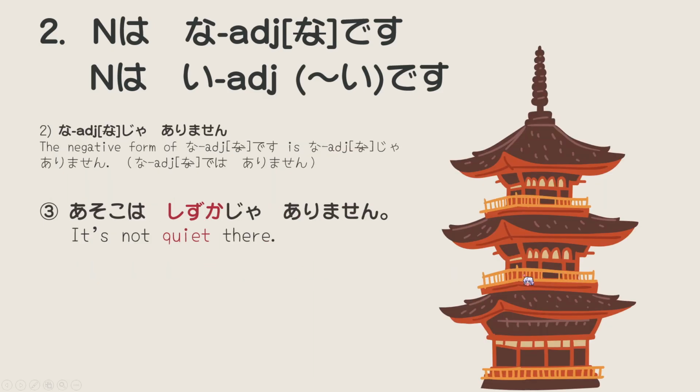Okay, now we continue with our slides. We have here ja arimasen. Okay, na adjective, ja arimasen. I'm referring to this part. The negative form of na adjective without the na, desu, is na adjective ja arimasen or na adjective de wa arimasen. We have a sample here. Asoko wa shizuka ja arimasen. Now this is exclusively for na adjectives, okay? Let's deep dive.